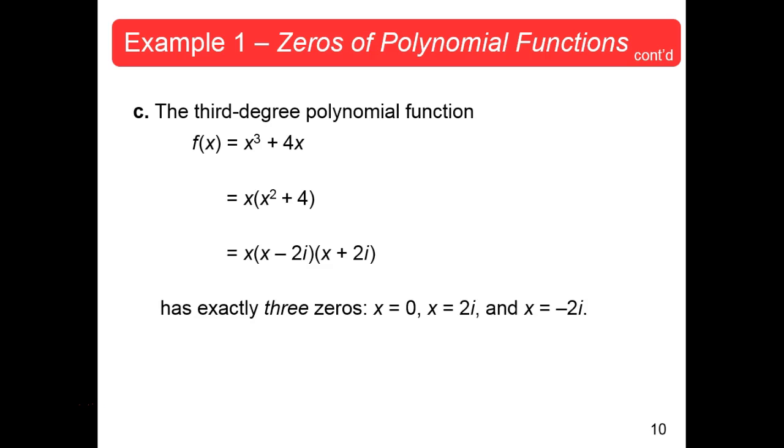Actually, you should say it has 3 complex zeros, because 0 is also complex. Okay, these are 2 zeros with imaginary parts. Now I'm going to point something out to you that's coming up later. Whenever you have a zero that is imaginary, guess what? Its conjugate is also going to be a zero.